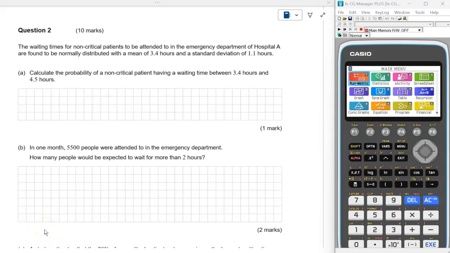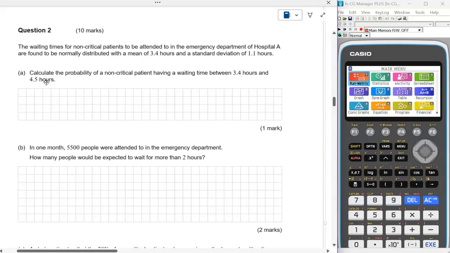Okay, question 2 of the 2023 General Maths exam here in South Australia. It's a statistical models question. It says the waiting time for non-critical patients to be attended to in an emergency department of Hospital A are found to be normally distributed with a mean of 3.4 hours and a standard deviation of 1.1 hours. Part A asks us to calculate the probability of a non-critical patient having a waiting time between 3.4 hours, the mean, and 4.5 hours, which is exactly one standard deviation above the mean.